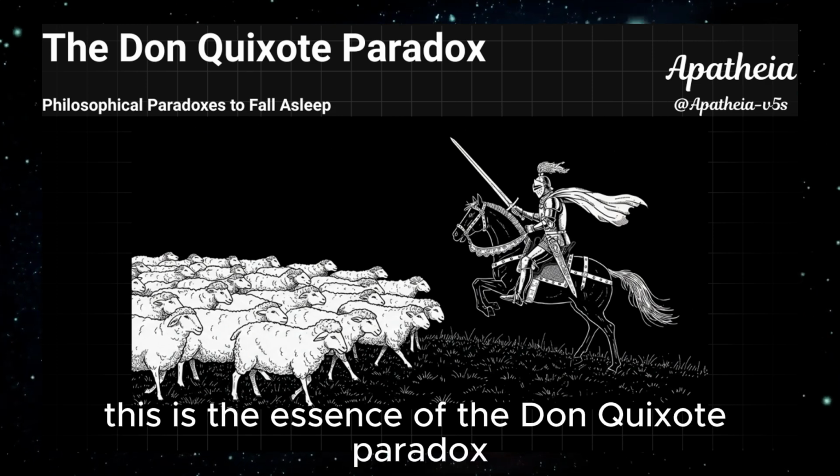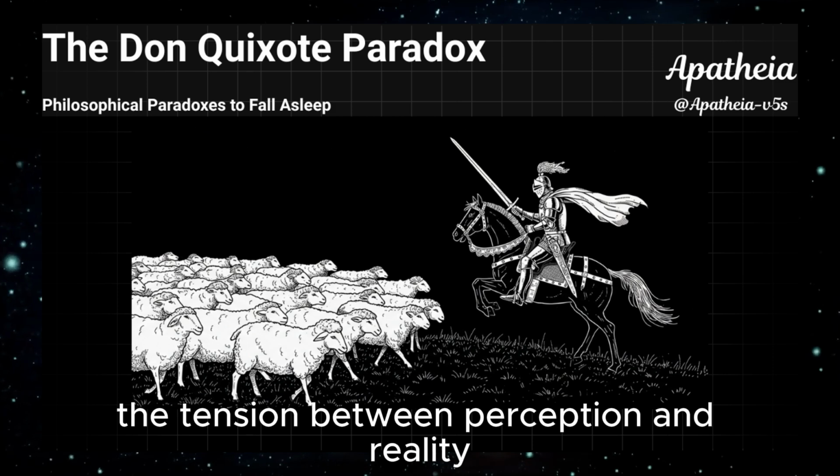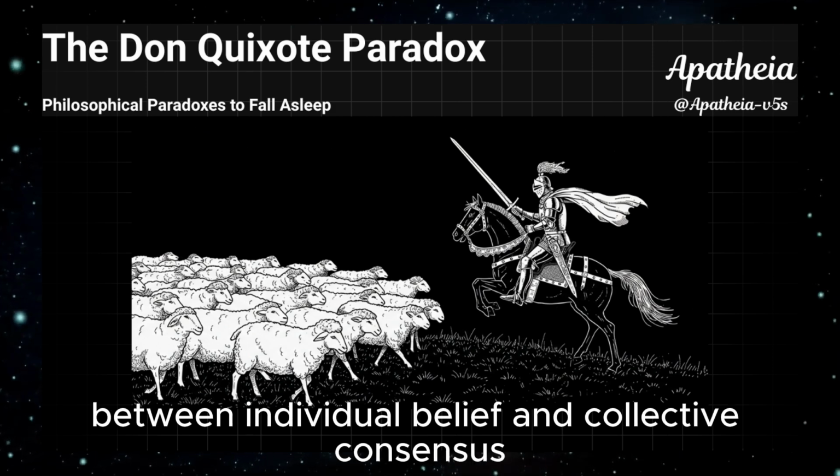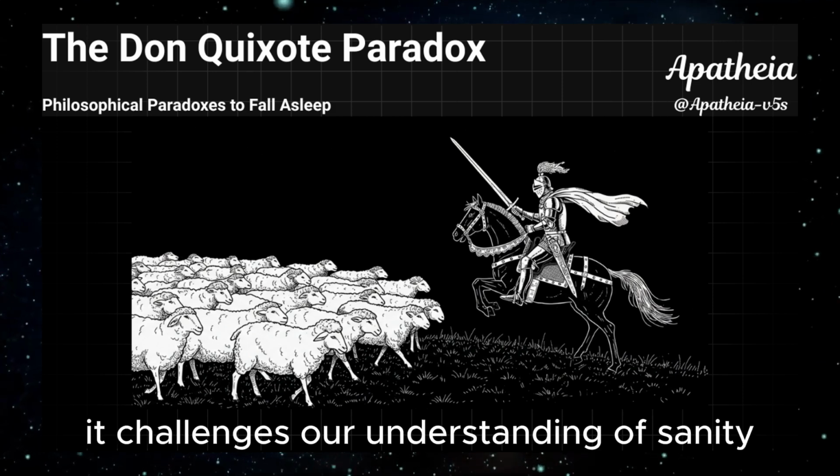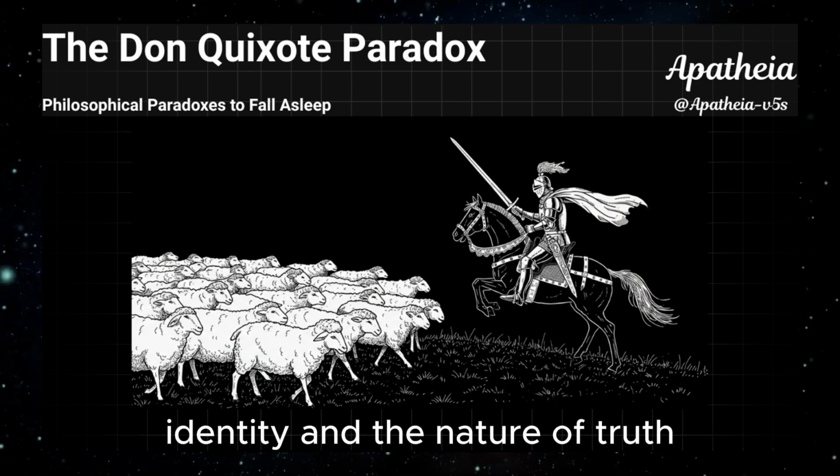This is the essence of the Don Quixote Paradox, the tension between perception and reality, between individual belief and collective consensus. It challenges our understanding of sanity, identity, and the nature of truth.